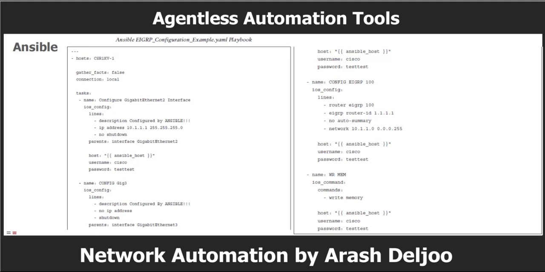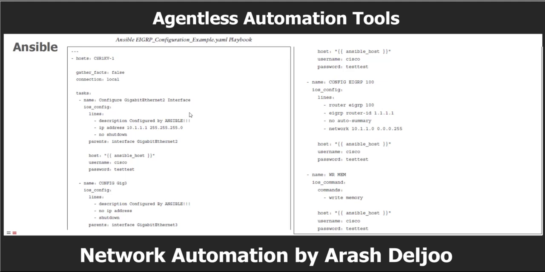This example shows an alternative version of the configure_interface.yaml playbook, named EIGRP_ios_config_example.yaml, with EIGRP added, along with the ability to save the configuration by issuing a write memory. These tasks are accomplished by leveraging the ios_command module in Ansible. Okay, this playbook adds the following configuration to the CSR1KV-1 router.